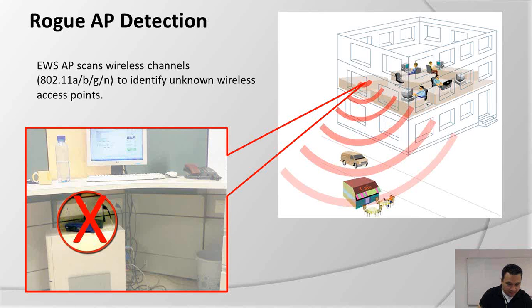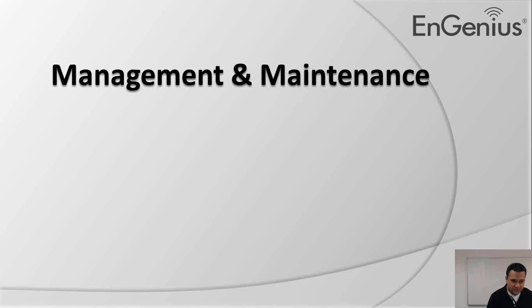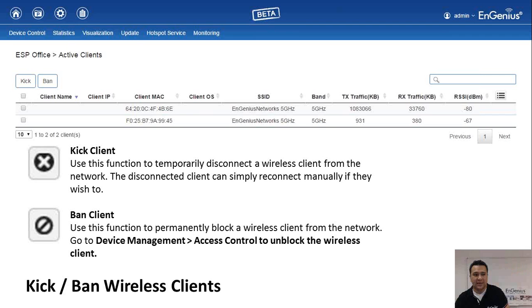So we have finalized the third column now, and I will go through the last column: management and maintenance. The first feature that I find in this column is the kick and ban of the wireless clients. Actually, this is just copied one-to-one from our original Neutron series switches, and we have this in our ezMaster as well.